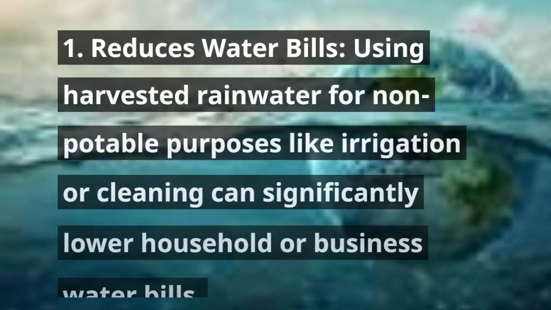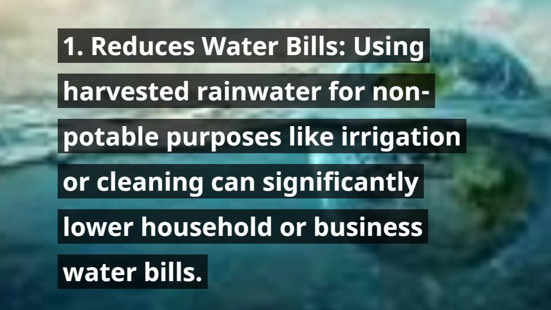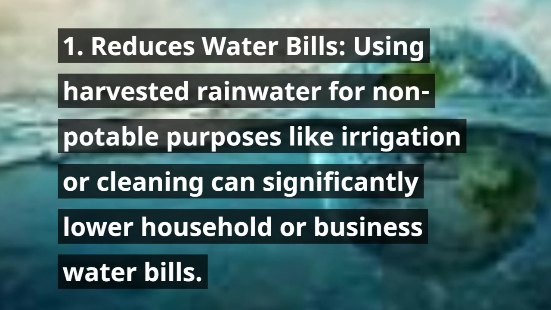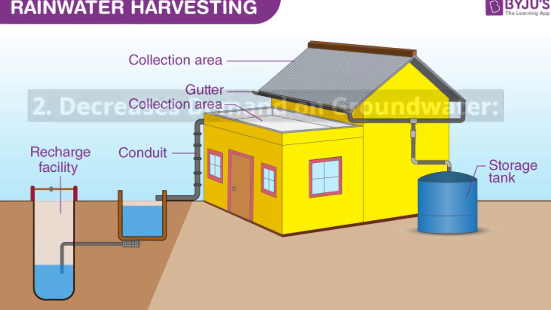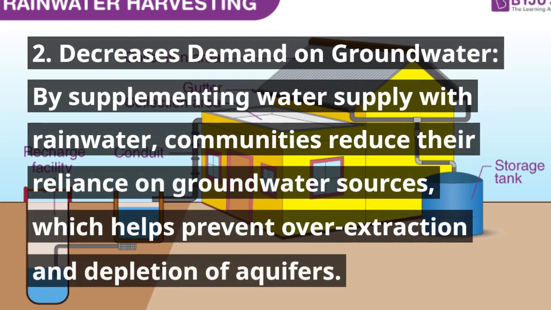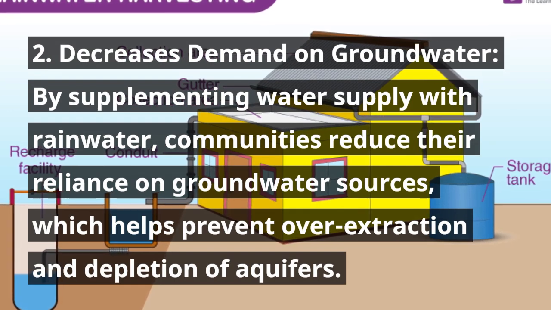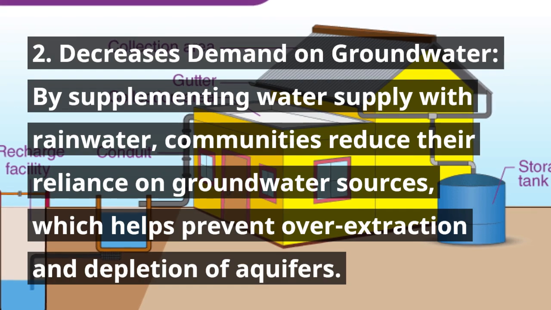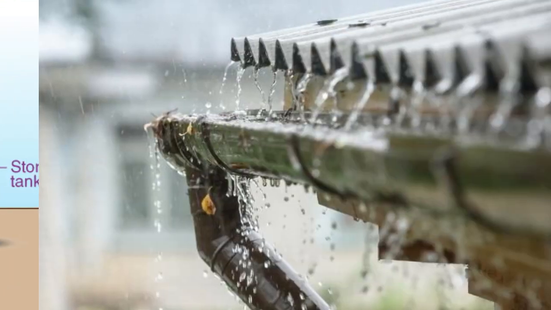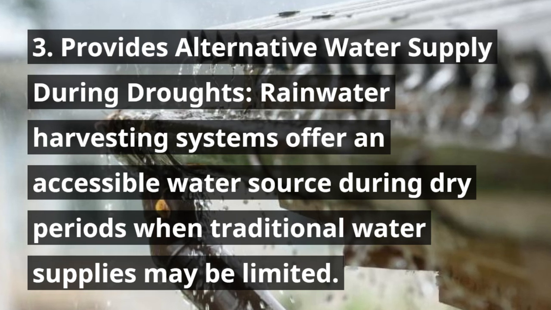Advantages of rainwater harvesting. 1. Reduces water bills. Using harvested rainwater for non-potable purposes like irrigation or cleaning can significantly lower household or business water bills. 2. Decreases demand on groundwater. By supplementing water supply with rainwater, communities reduce their reliance on groundwater sources, which helps prevent over-extraction and depletion of aquifers.